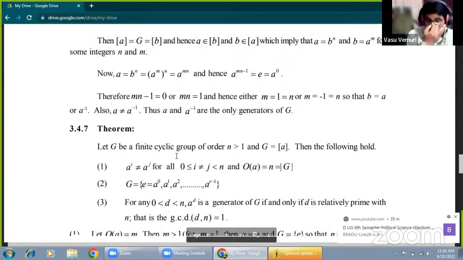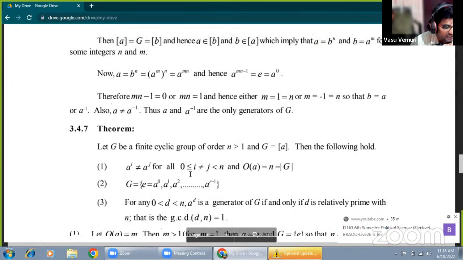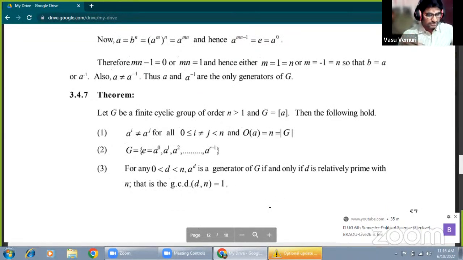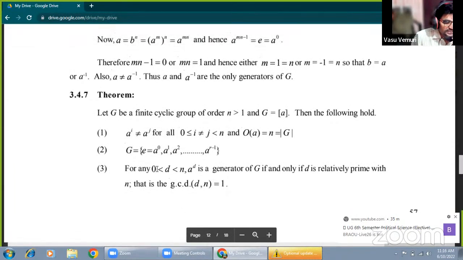Let G be a finite cyclic group, meaning n greater than 1, G equal to generated by a. Suppose any two distinct elements are not equal here, i not equal to j lies between 0 and n. The order of an element is n, the cardinality of the group. At the same time, capital G equal to all the integral powers of the elements. Any doubt? Now here G equal to the set of e equal to a power 0, a power 1, a square and so on, a power n minus 1. Already these two are proved here.